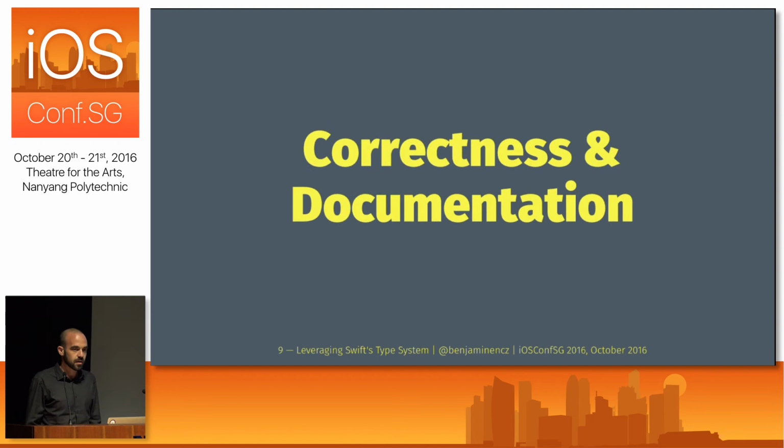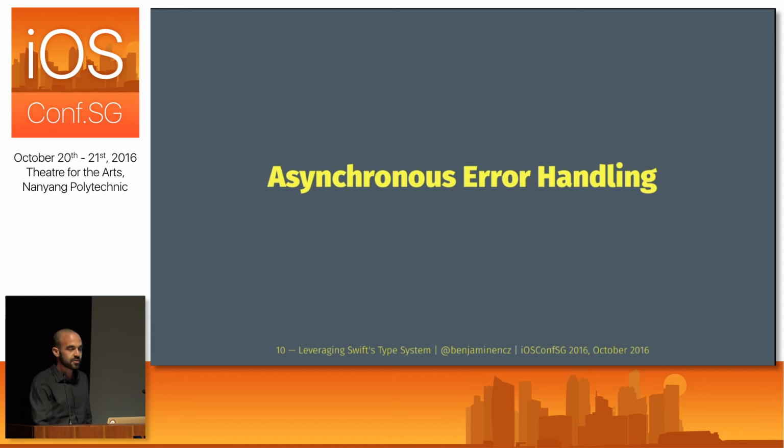So far I talked about Objective-C, and if you've written both Objective-C and Swift, then you're pretty aware that the Swift type system is a lot more expressive than the Objective-C type system was. So in this section, I now want to go into some examples where I show you how you can verify certain aspects of correctness of your program at compile time in Swift, and how you can also leverage types as part of your code documentation. First, I'd like to dive into an example, and that is asynchronous error handling.